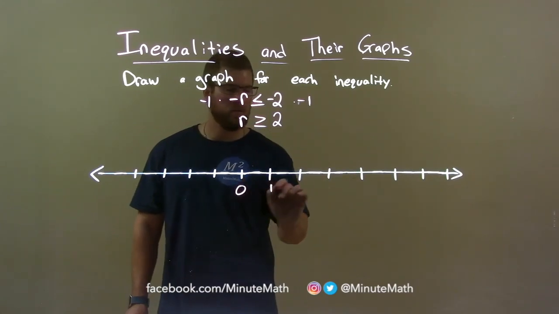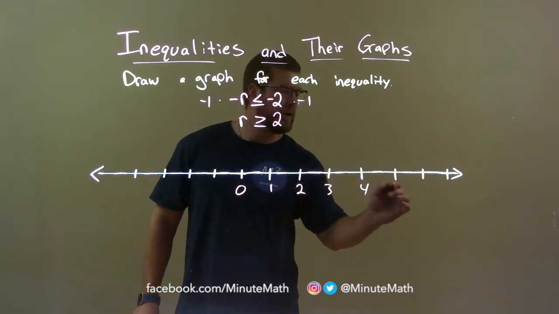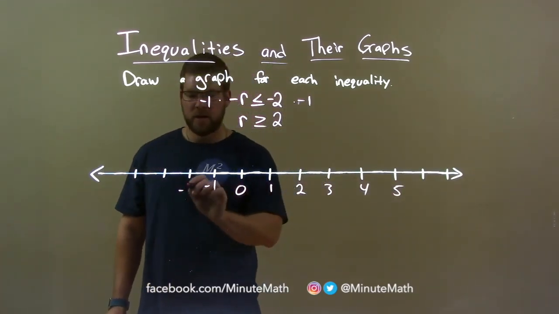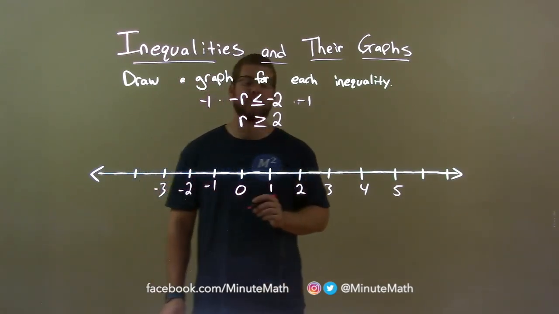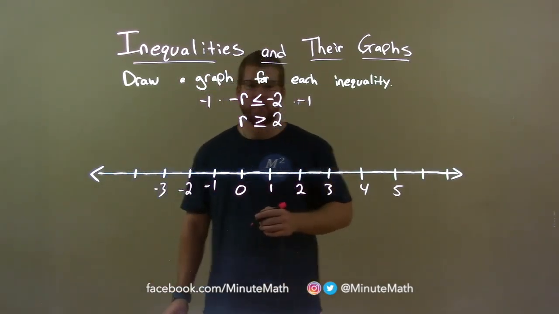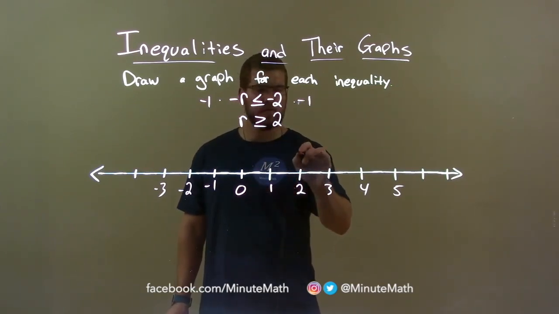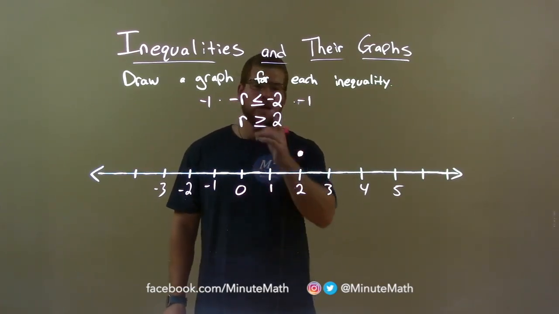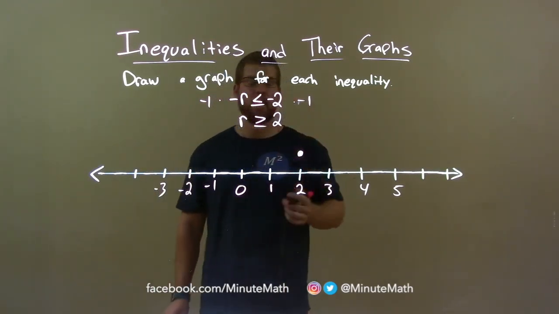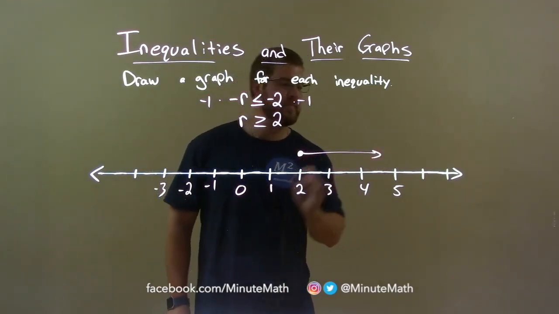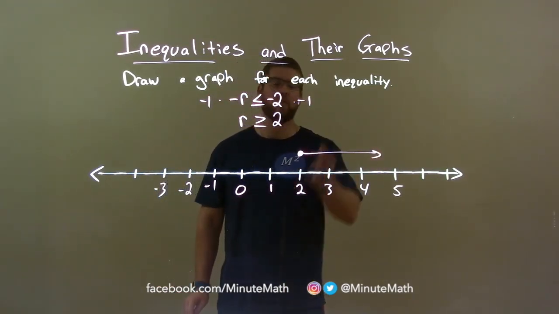We got 0, 1, 2, 3, 4, 5, -1, -2, -3. All right, r is greater than or equal to 2. See 2 here, and since it's equal to 2, we got a closed circle. Now they tell us that r is also greater than that 2, so we need to shade to the right, and there we have our graph, our final answer.